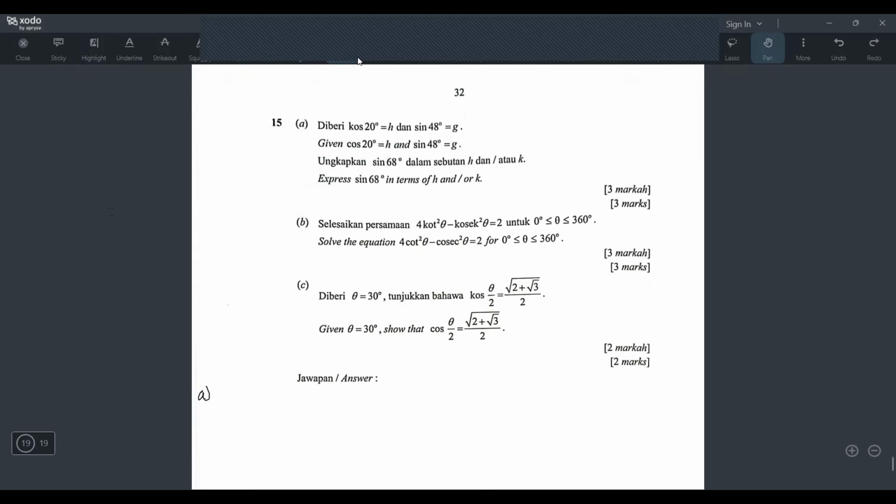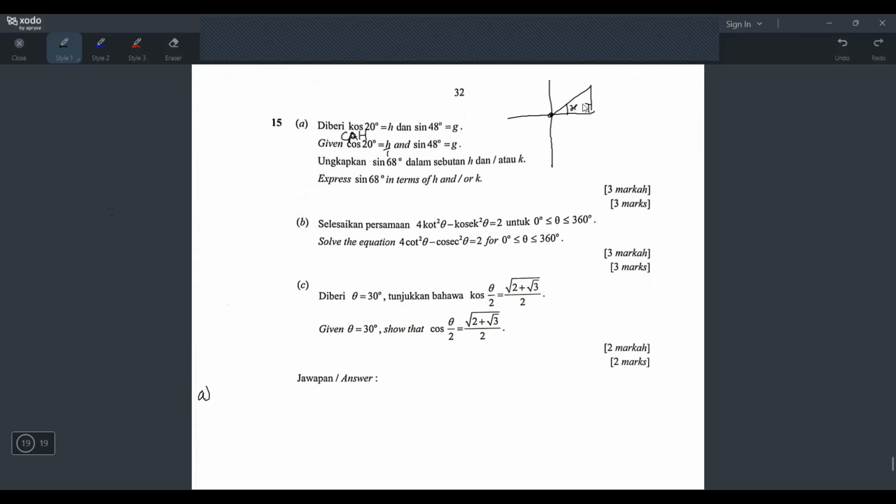So let's lukis. The first diagram, you will draw a cross. Since they say cos 20 is H, cos formula is adjacent over hypotenuse, so it's H over 1. The adjacent is H and the hypotenuse is 1. But cos 20 duduk dekat which quadrant? First quadrant. So your right angle should look like this.